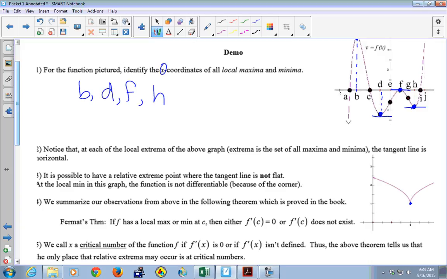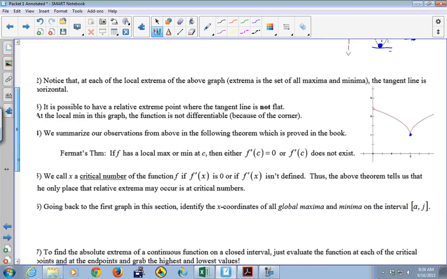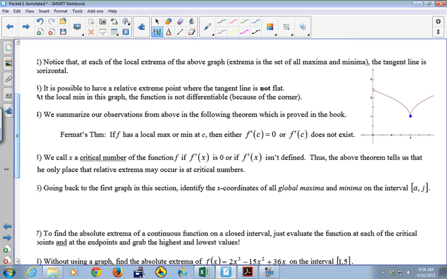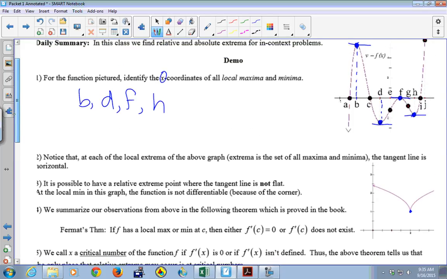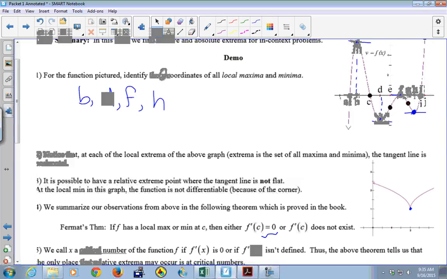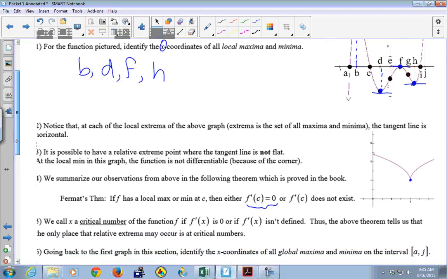Okay, so our observations are summarized by this theorem called Fermat's theorem. It says if f has a local max or a min at an x value of c, right, then either f prime of c is 0, right? Either the tangent line is horizontal, or f prime of c does not exist. Okay? So either the tangent line is horizontal, which is akin to saying that its derivative is 0, right? Or f prime of c doesn't exist. We've got a sharp corner.